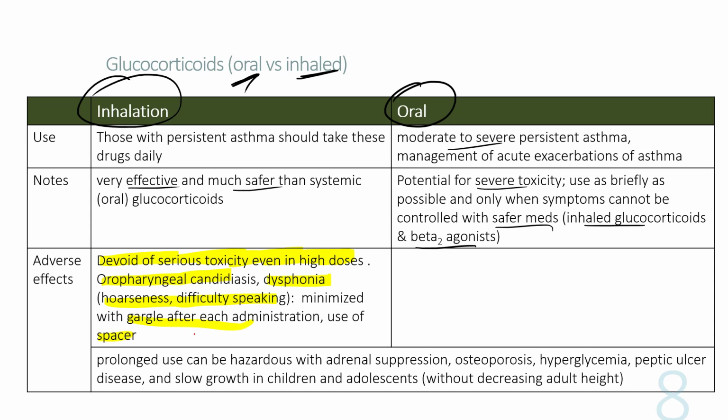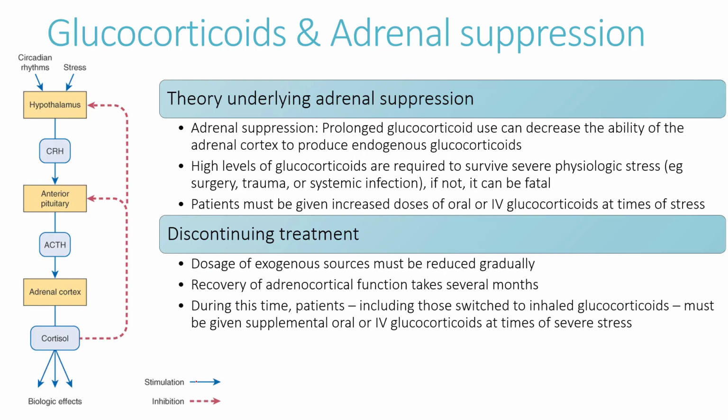So why should the oral glucocorticoids be used for as brief a period as possible? Because it's been linked to adrenal suppression, and we'll talk about that in the next slide. It's been linked to osteoporosis, to hypoglycemia, peptic ulcer disease, and more importantly, in children and adolescents, it can slow the height of the child or the adolescent, right? Just slow it down so that the child doesn't grow as quickly as they would had they not been taking oral glucocorticoids.